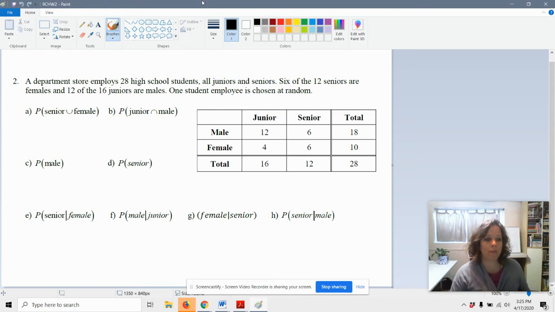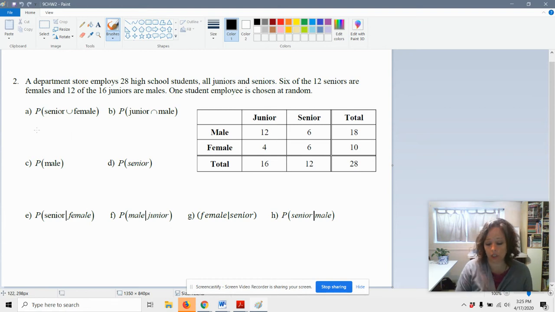Number 2 says a department store employs 28 high school students, all juniors and seniors. 6 of the 12 seniors are female. So we have categories here on your table for juniors and seniors, and then also male and female. So there's 12 seniors, 6 of them female, and 12 of the 16 juniors that are male. One student employee is chosen at random, okay?